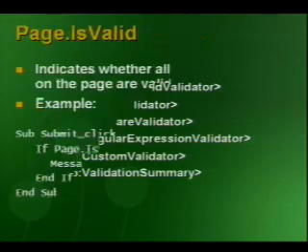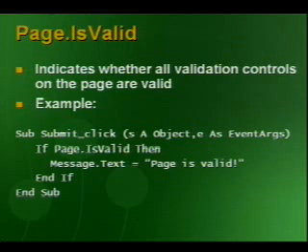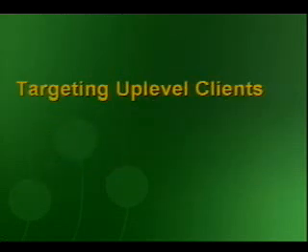So there's the page is valid we talked about. Before we go to targeting up-level clients, I thought there was one more slide. I want to go back and show you just one or two more examples of validation so you get a sense of the range of possibilities that the validation controls support. Let's have a look at this fourth one, validator 4, because it's a bit more complex.